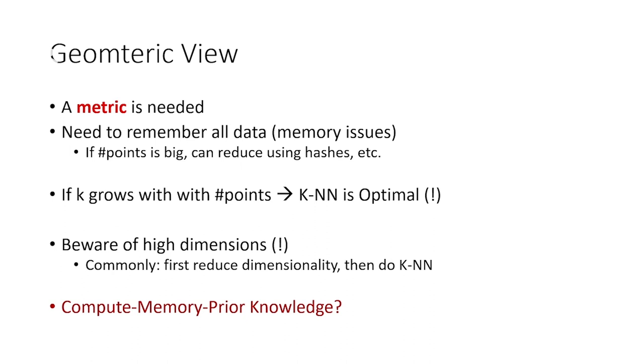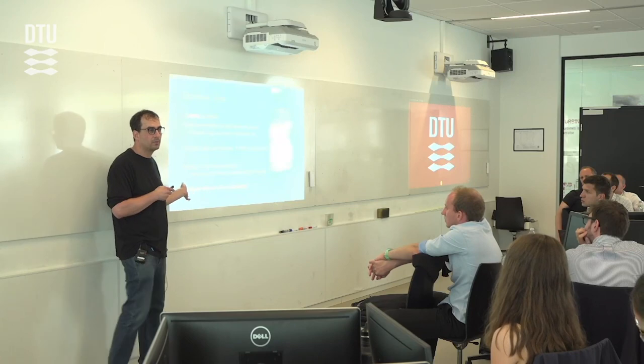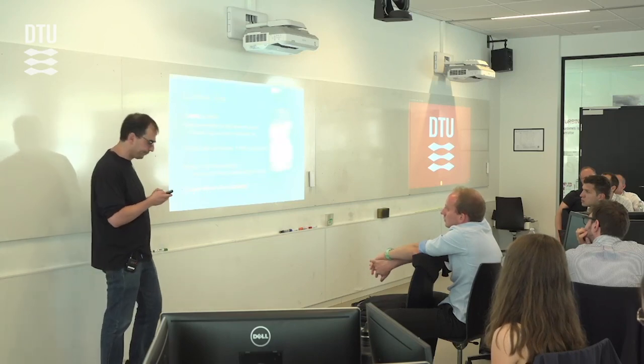So when you think about compute, memory, and prior knowledge, the compute is quite good. If you have n points, then to find the closest k points, you need k n log n compute time. So compute is great, memory is terrible, and prior knowledge is the metric. If you have a good metric, this is a good algorithm for you, and if not, then not.